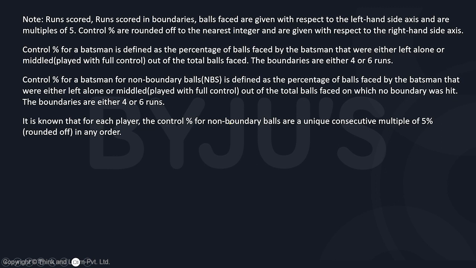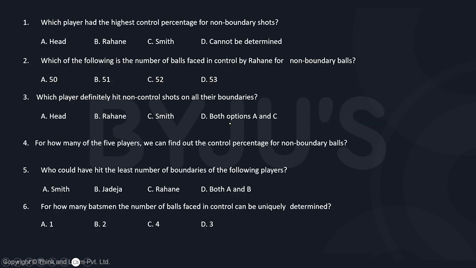Let's look at the types of questions that come with this set. The first question is, which player had the highest control percentage for non-boundary shots? We have an option which says cannot be determined. In the second one, we have definite options. Third one, 3 definite options. One is both options A and C. Fifth is again one option which says both A and B. So most probably we will be able to complete the entire combination of data required for most of the batsmen. So there will not be caselets. This is majorly DI.